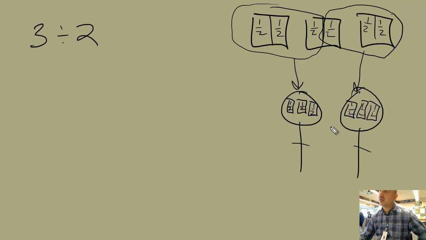That's great. Hey, cool. So how many total halves did they have? I have 1, 2, 3 halves. 3 halves. 3 divided by 2. Awesome. Well, how many total is that? This would be 1 whole cracker here, plus I'd have a half, right? So I end up with 1 and 1/2 crackers.